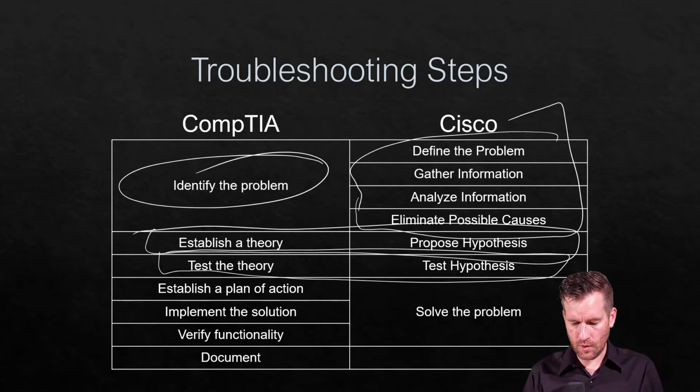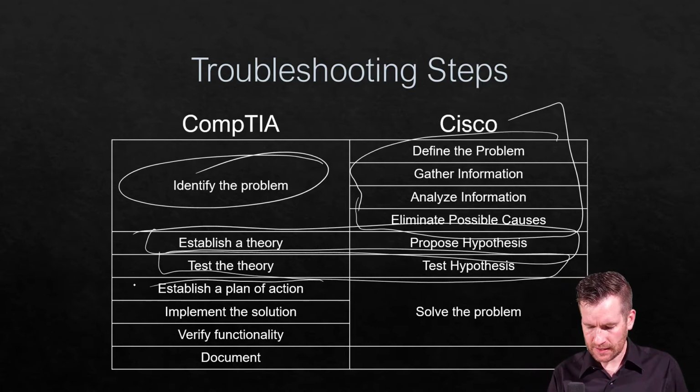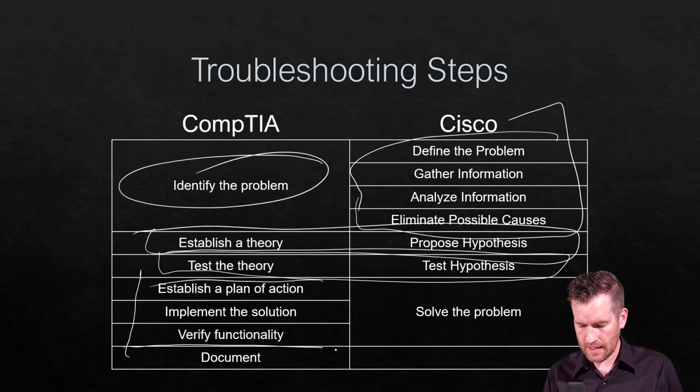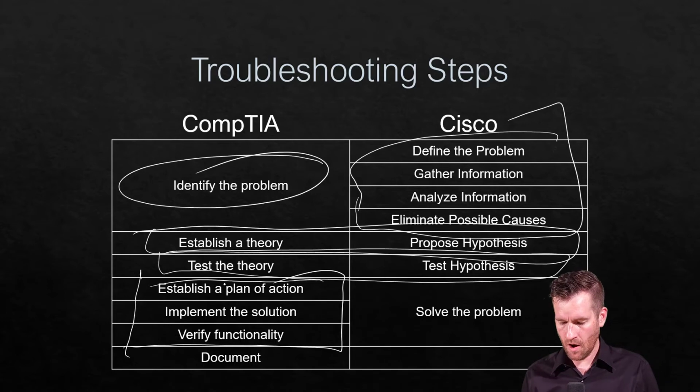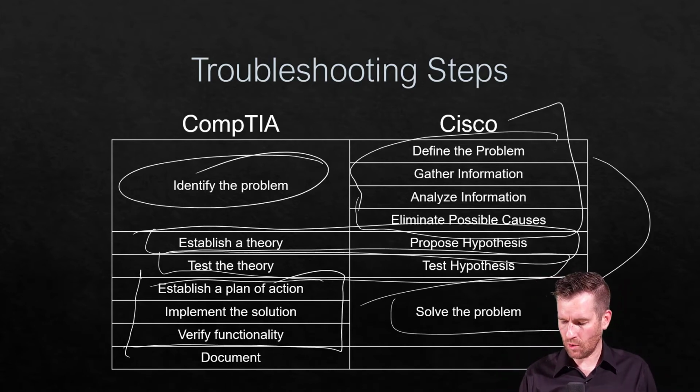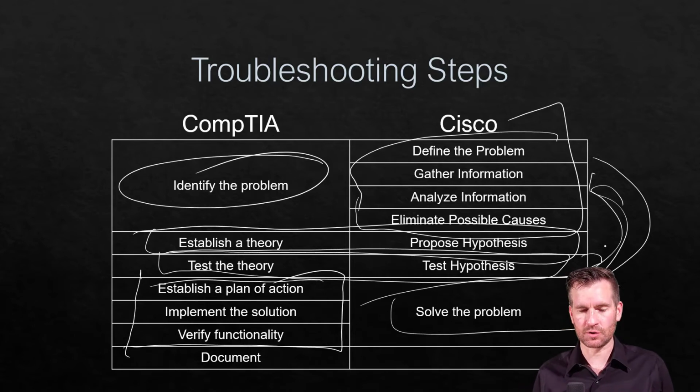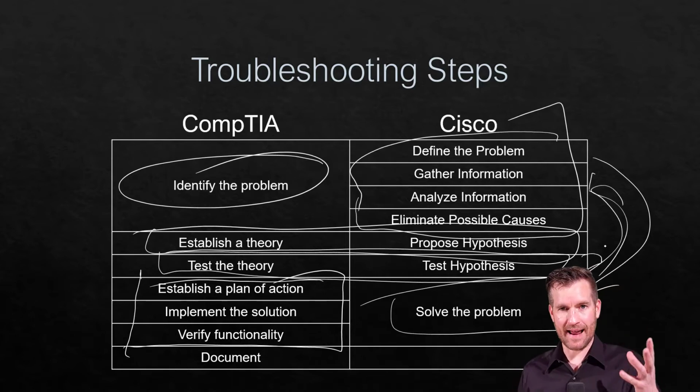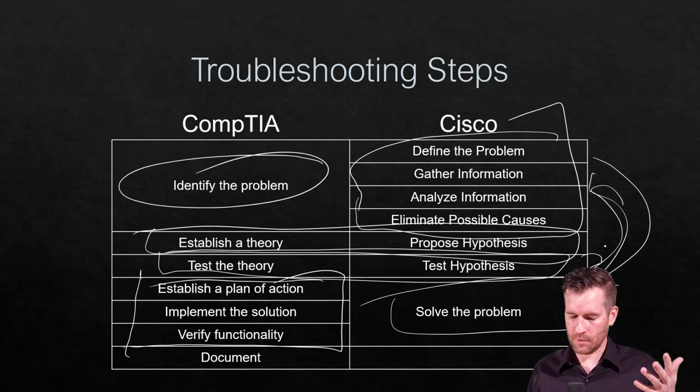Then you get into establish a plan of action, implement the solution, and verify functionality, or in the Cisco realm, it's solve the problem. And then within the Cisco realm, you'll also notice that there's a whole matrix within here that you jump around from spot to spot as you troubleshoot. And so it's actually got a diagram that kind of shows you how you jump around in there. And we'll talk a little bit about that within here.